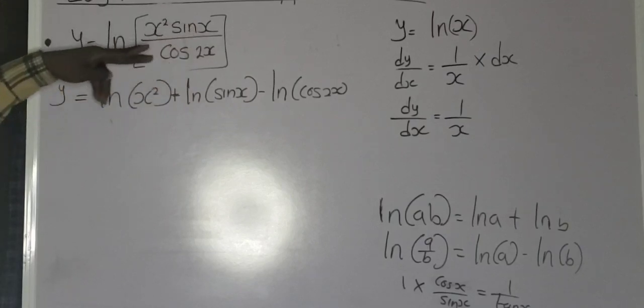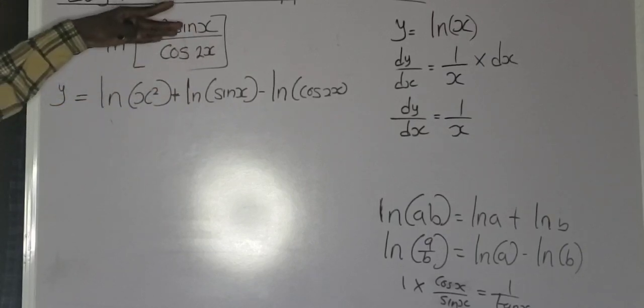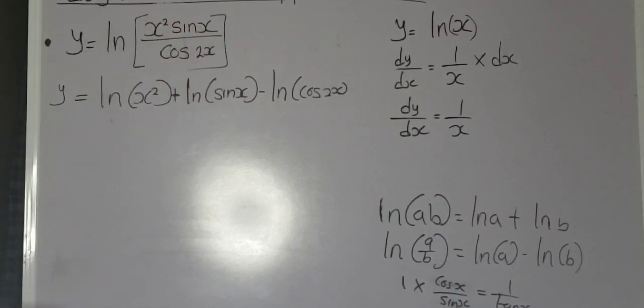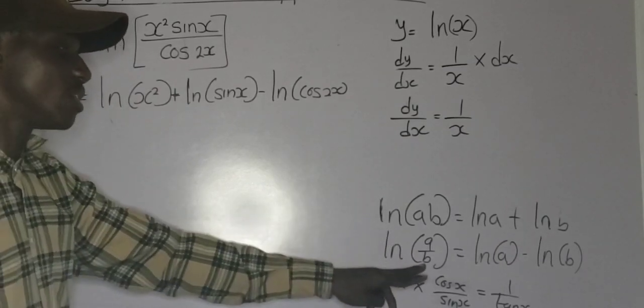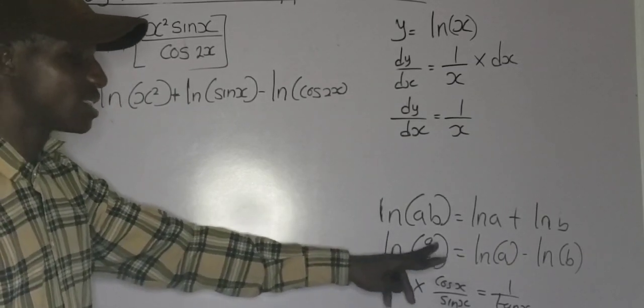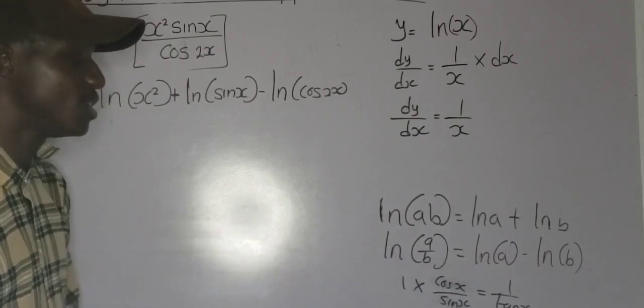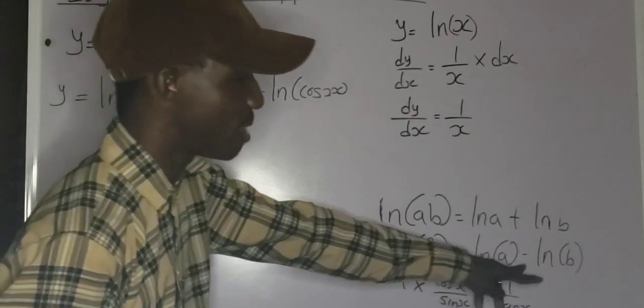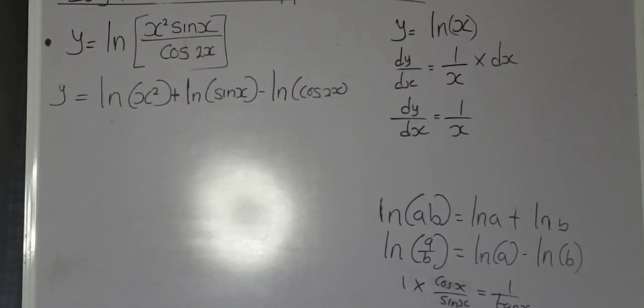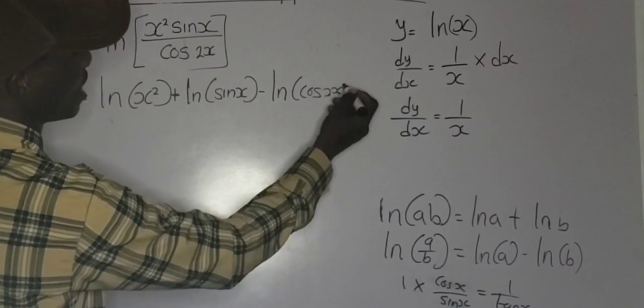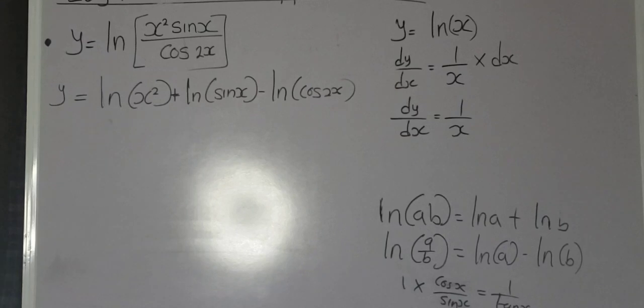Now let's proceed to the third, cos 2x. Because cos 2x is the divisor of this function, that is, cos 2x is dividing this function, the sign, according to the logarithmic rule, that is, the natural log of a over b, is what? Natural log of a minus natural log of b. So that is why this cos 2x takes a negative sign. That is how I have ln cos 2x.